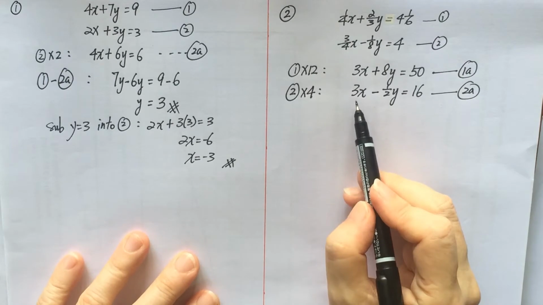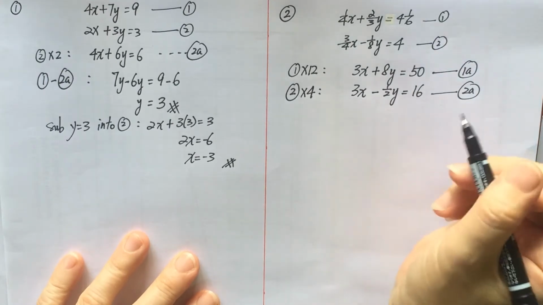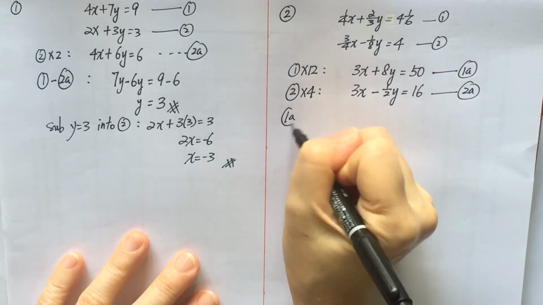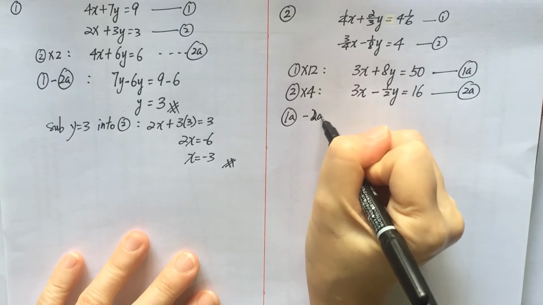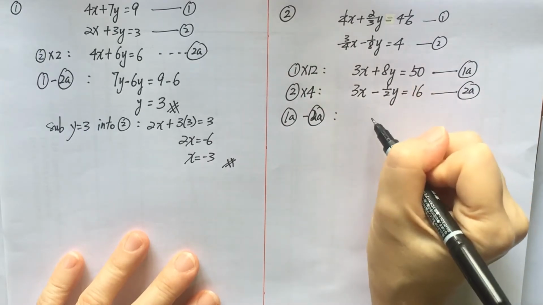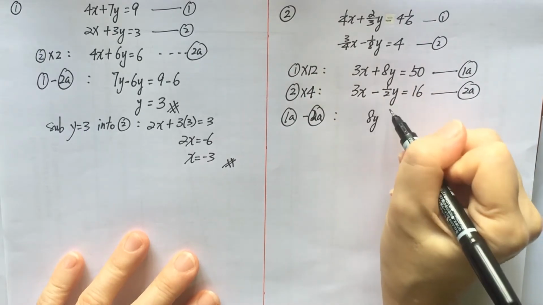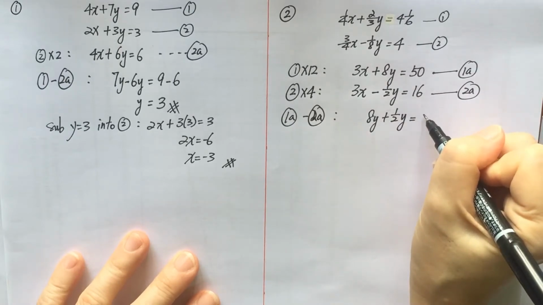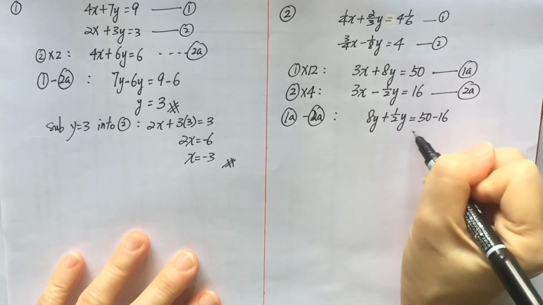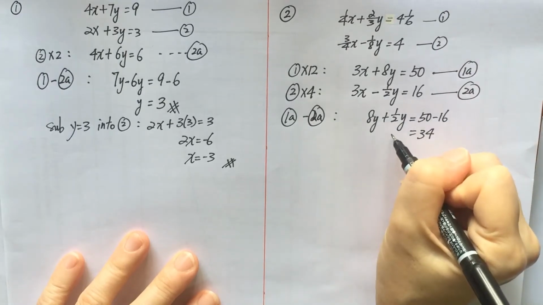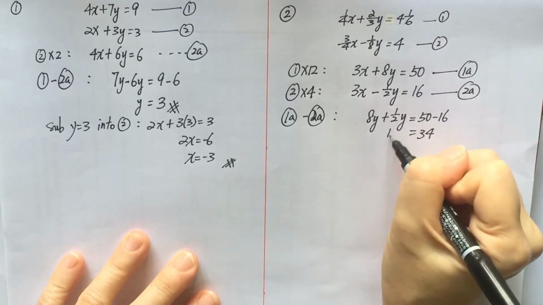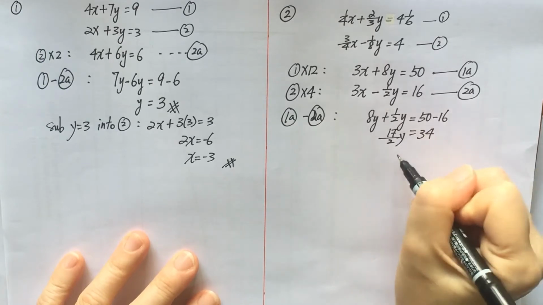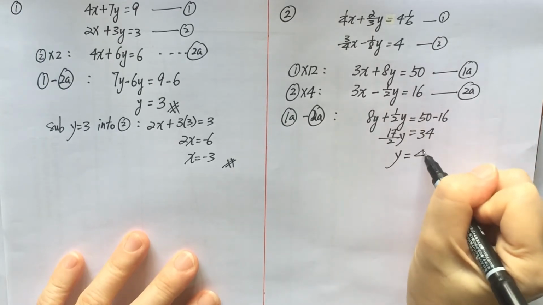So now equation 1a and 2a, the 3x are the same. So I will use equation 1a, subtract away equation 2a. So when I subtract this, I have 8y minus negative, so plus half y equals to 50 minus 16 is 34. So this is 8.5, which is 17 over 2 y. So y is actually equals to 4.